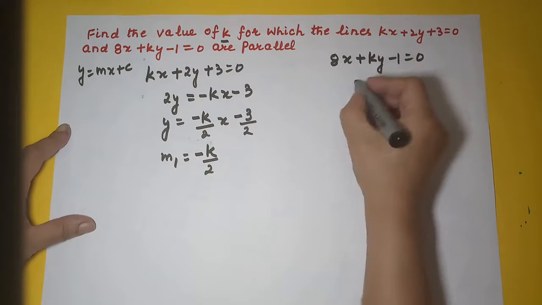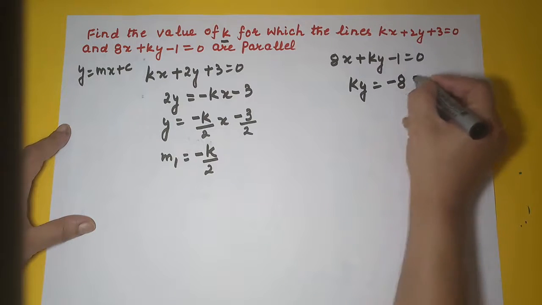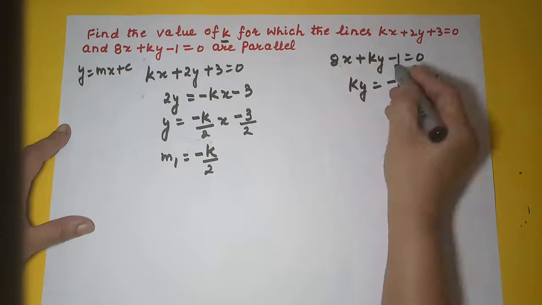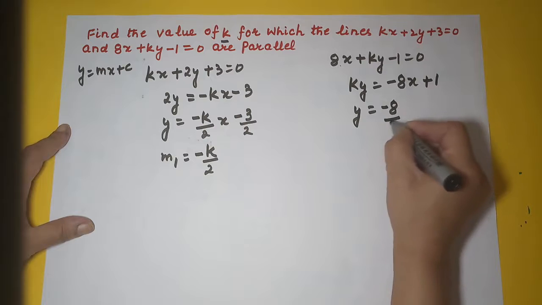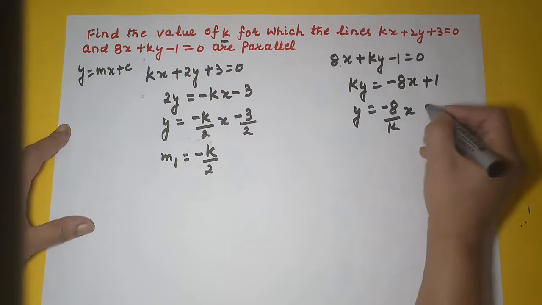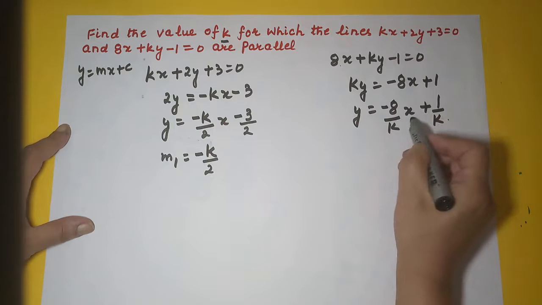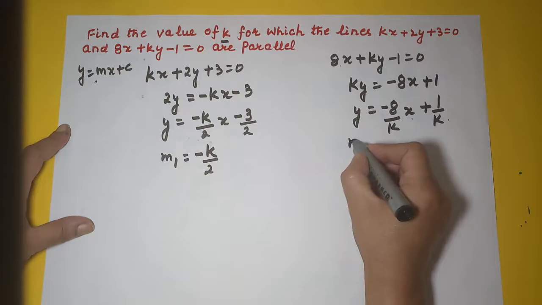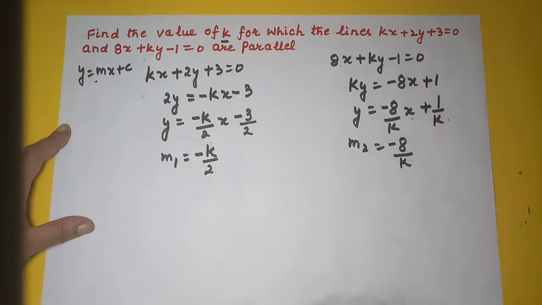We'll come to this equation here also. ky is equal to minus 8x plus 1. I have shifted these to right hand side. So my y is equal to minus 8 upon k into x plus 1 upon k. So what is the coefficient of x here? That is m2. So m2 is equal to minus 8 upon k.